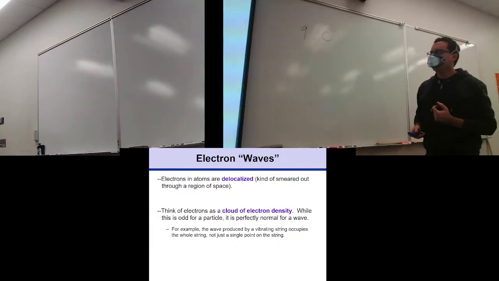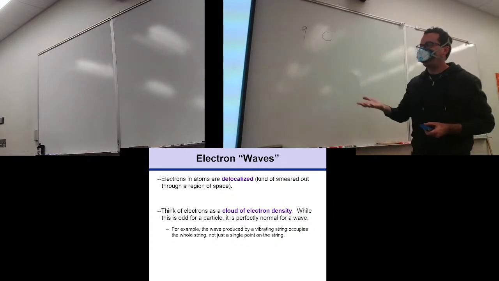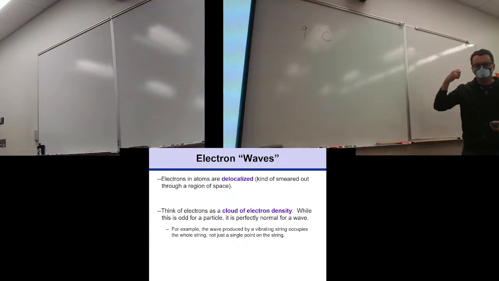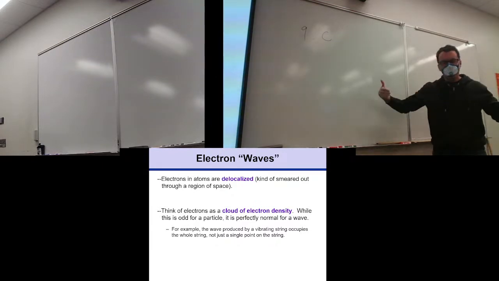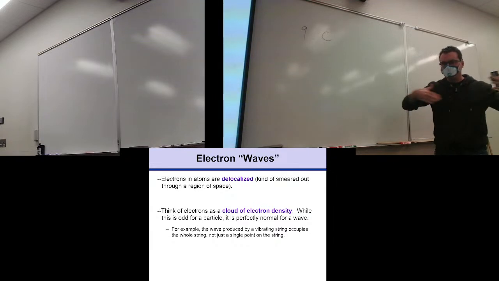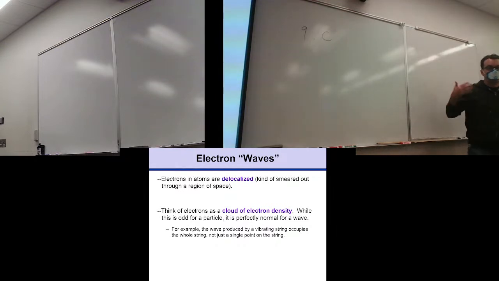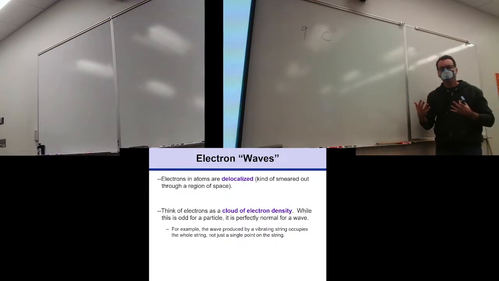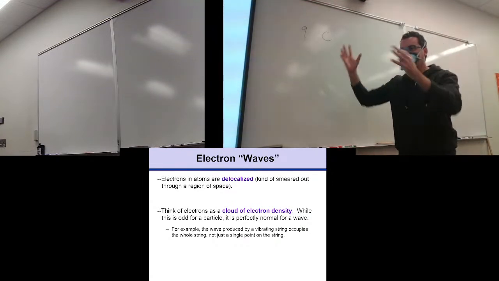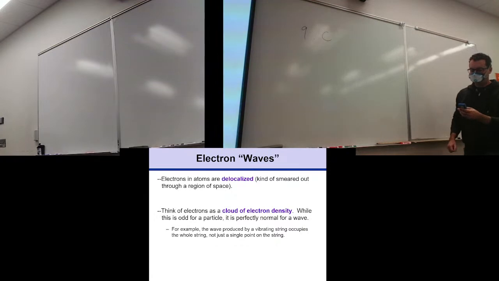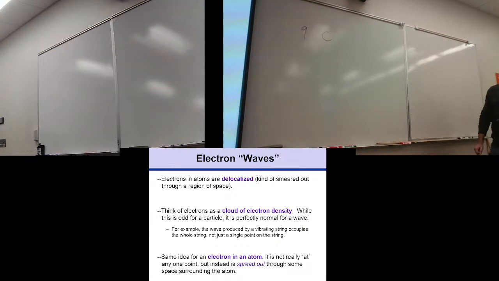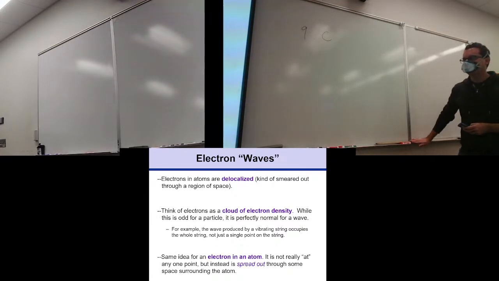So how is this possible? If you think of a wave on a string, you pluck a guitar string, you don't say that the wave is on any part of the string, it's over the whole string. And that's kind of how we have to think of an electron. The electron is now behaving like a wave, and so it can't just be localized to one place. It's going to be all over the atom, okay? So it's not really at one point, it's spread around.